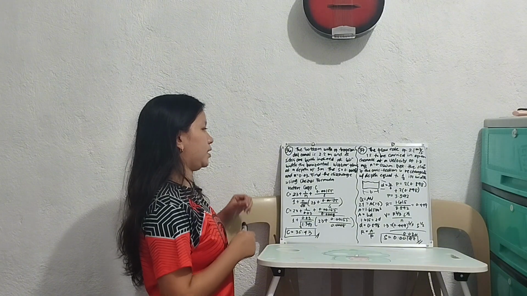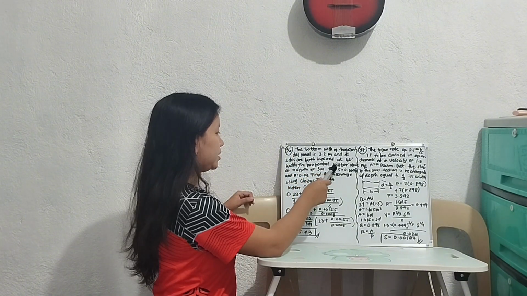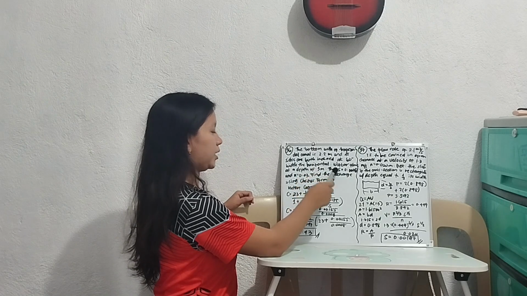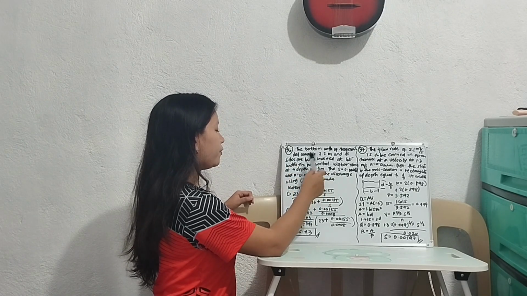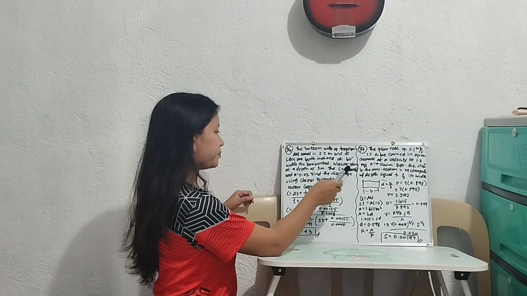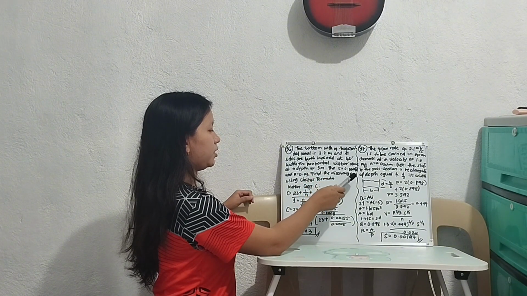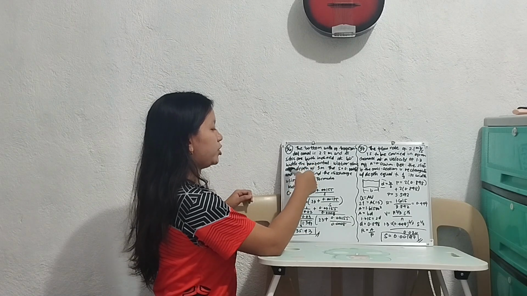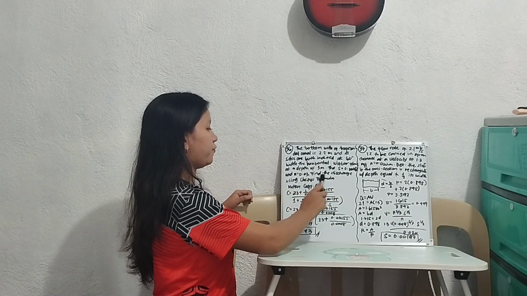For number 36, the bottom width of a trapezoidal canal is 2.5 meters, and its sides are both inclined at 60 degrees with the horizontal. Water flows at a depth of 3 meters. The slope S is equal to 0.0008, and the roughness coefficient is 0.03. Find the discharge using the Chezy formula.